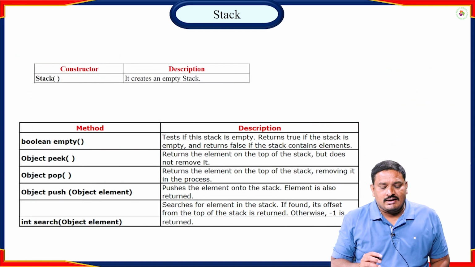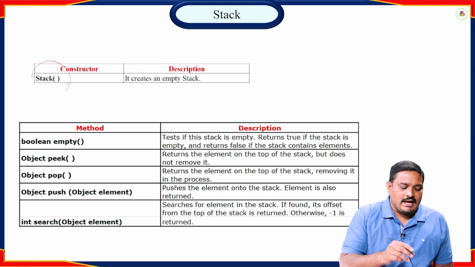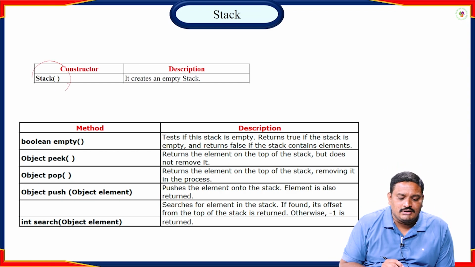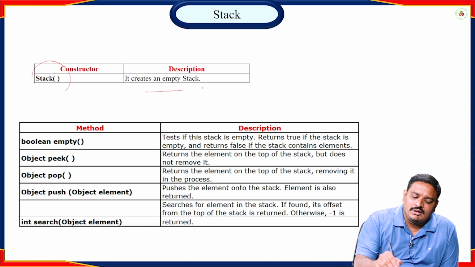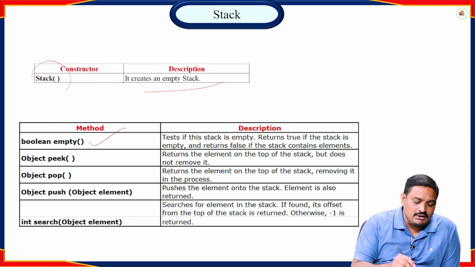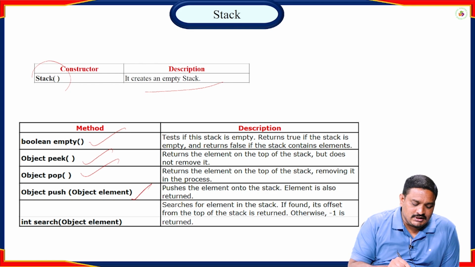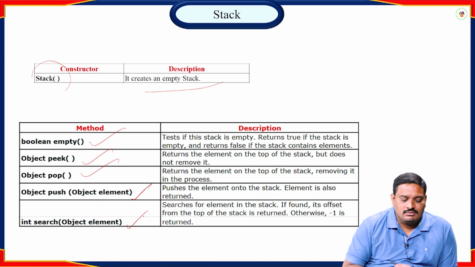See this stack class. It has one constructor, the stack constructor with zero parameters. That means we are creating an empty stack. The stack class also has some methods: the boolean empty method, the object peek method, the pop method, the push method, and the search method. This one is the description of each particular method.